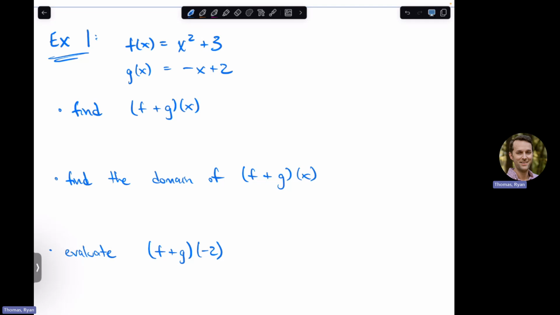All right, quick check to make sure we're on the same page. We've got these two functions, f and g. We want to find f plus g. Somebody set it up for us.